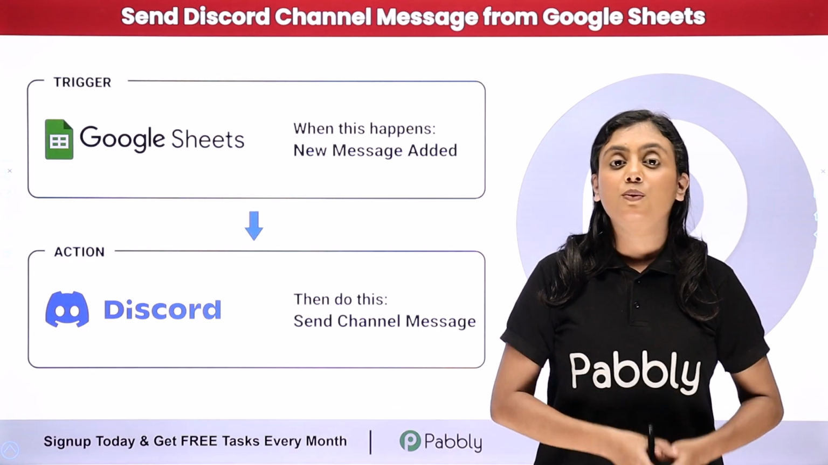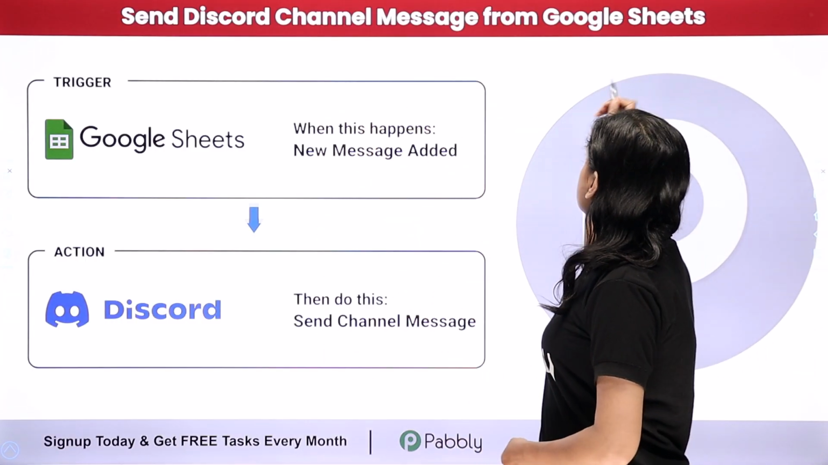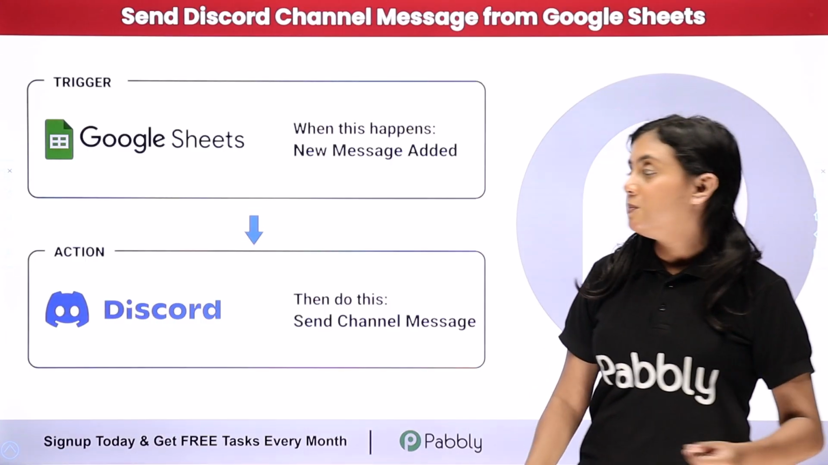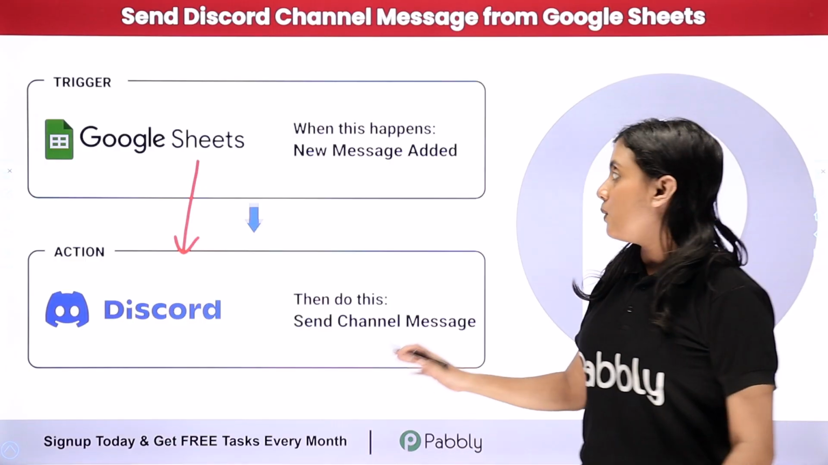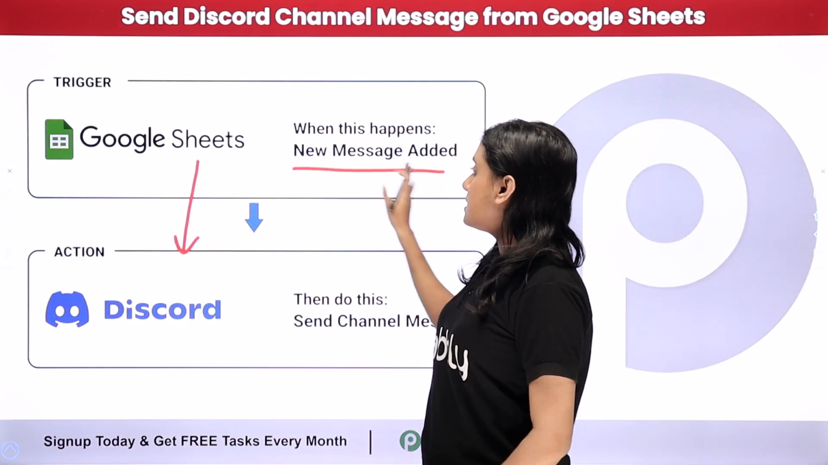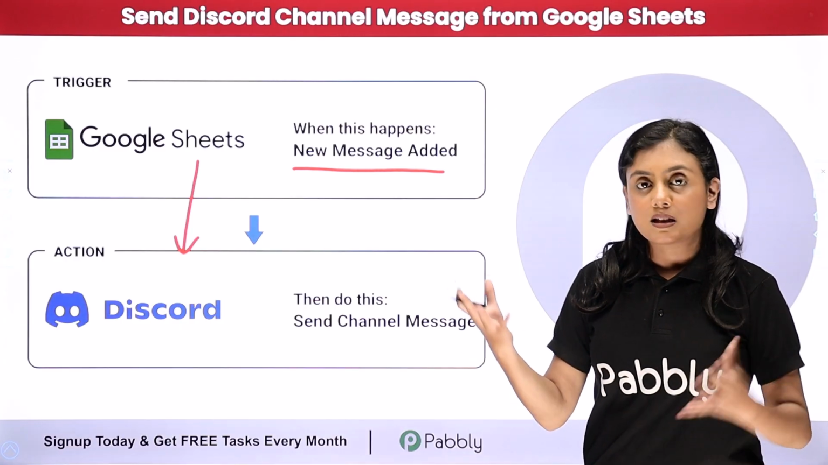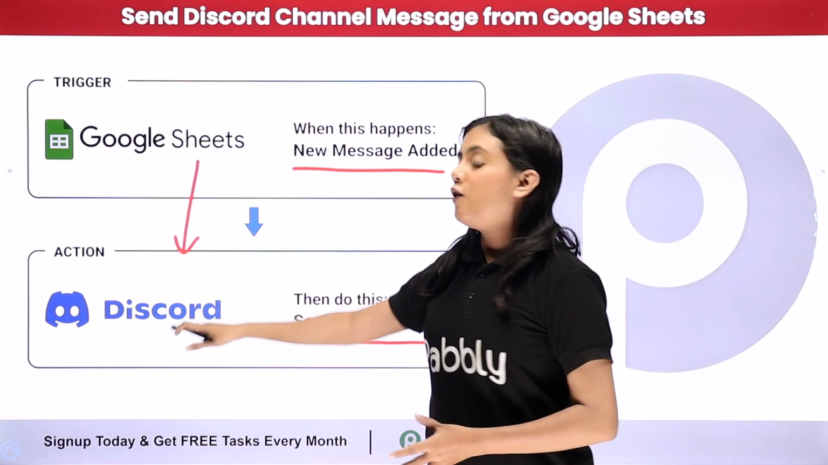In this video, we are going to understand how you can send Discord channel messages from Google Sheets. Over here, I am going to build a connection between Google Sheets and Discord in such a way that whenever I add the new message details in my Google Sheets, automatically a message is going to be forwarded to the Discord channel that I've created.